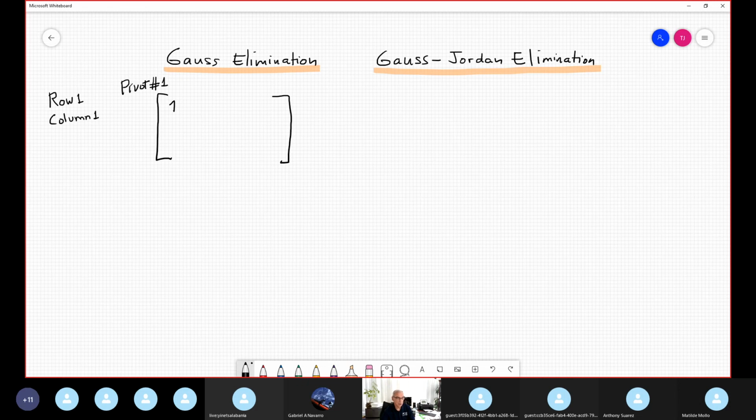Now we are doing row operations. I want to explain in a few seconds. Row operations.